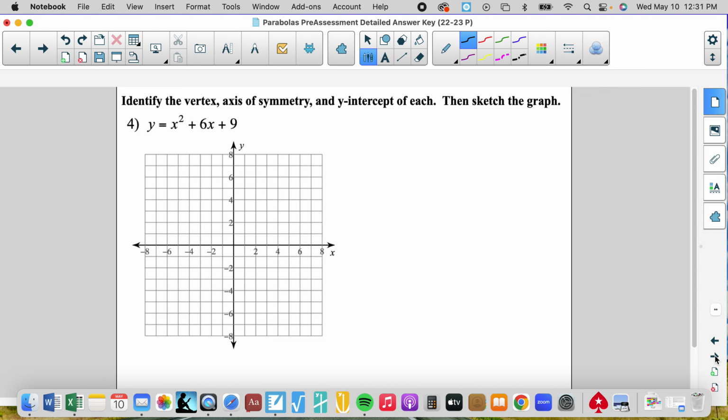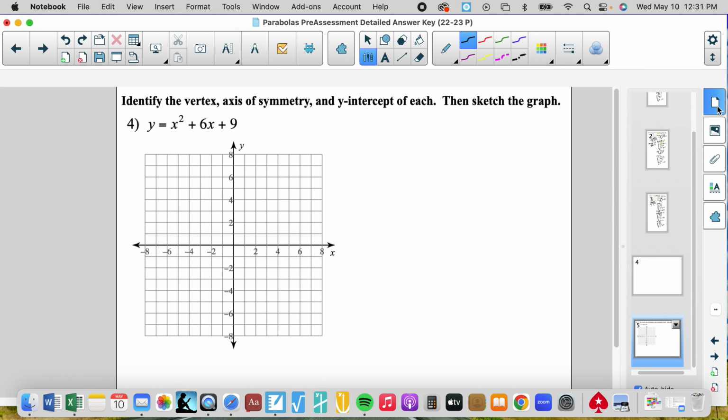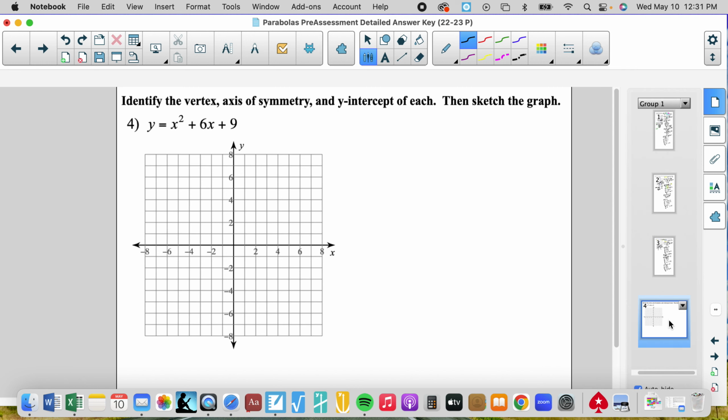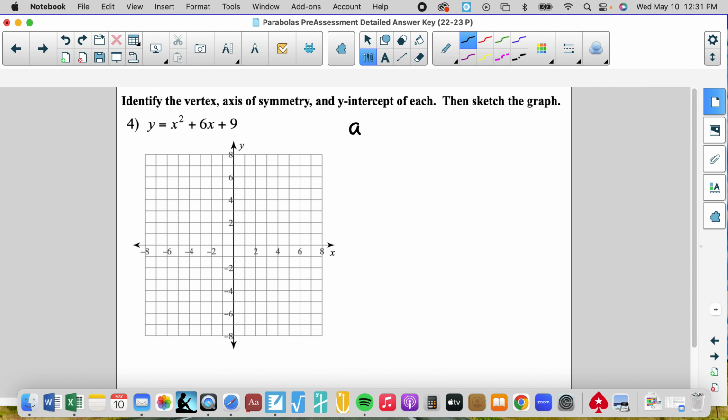Last one, sorry. Let's do that. Let's get rid of that page. Delete. Last one is problem number 4. We're going to go through the same things again. A equals 1, B equals 6, C equals 9.